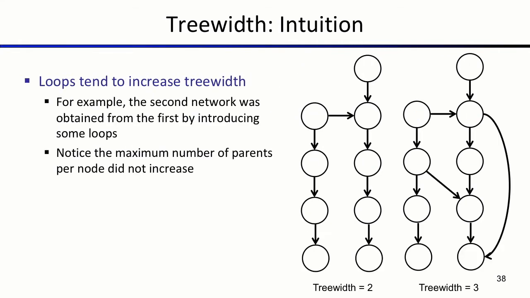And it would be very simple if the number of parents per node was the only criterion that would influence tree width, but it's not true. Something else that also influences tree width is loops, right? And take a look here. Again, we have two networks. One has tree width equal to 2, the other one has tree width equal to 3. The difference between them is that the right one has some more loops, so they introduce 2 more edges and loops together with those edges.